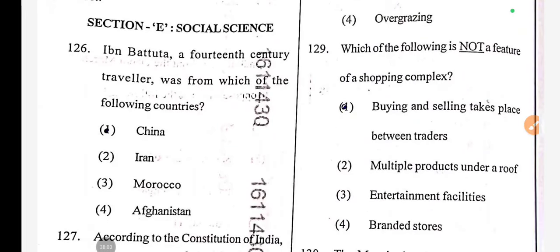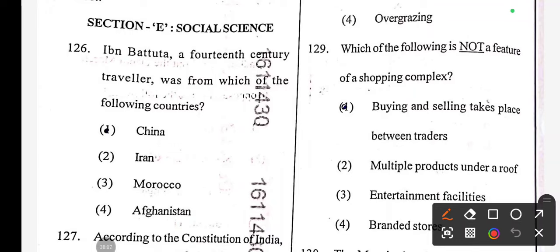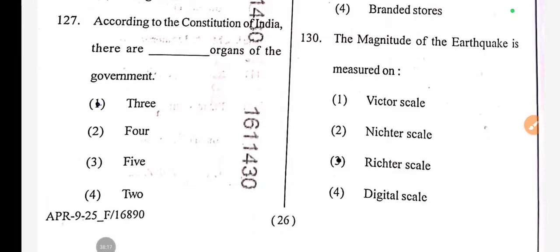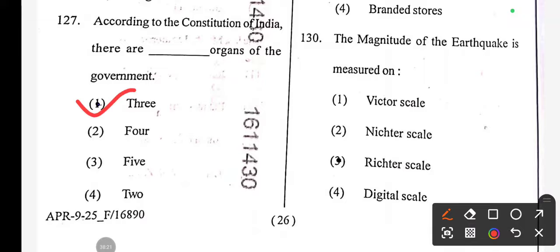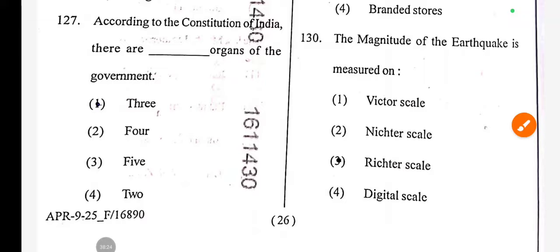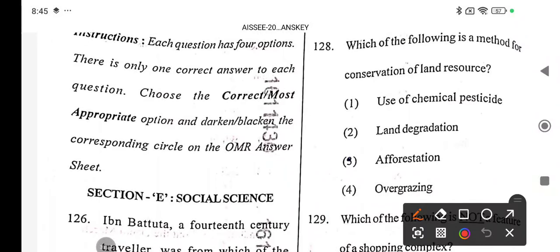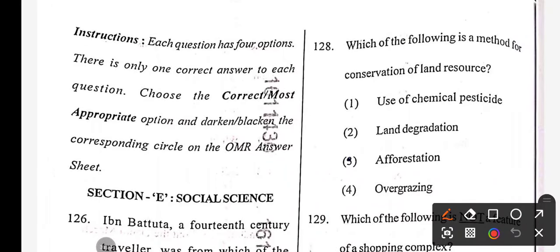Section E, social science. 126. Ibn Battuta, a 14th century traveler, was from which of the following countries? Answer option 3, Morocco. 127. According to the Constitution of India, there are 3 organs of the government. 128. Which of the following is a method for conservation of land resource? Option 3, afforestation.